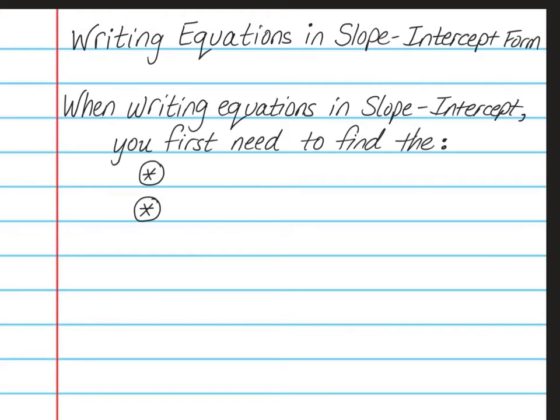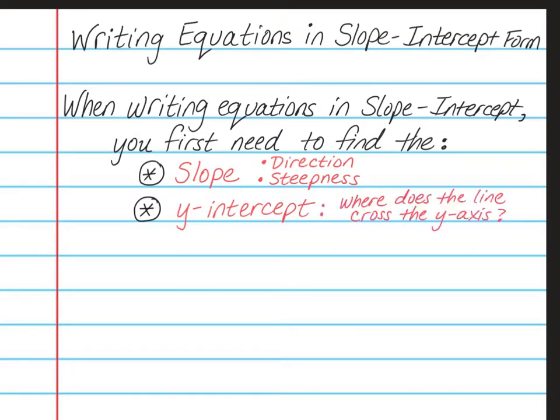When writing equations in the slope-intercept form, you first need to find the slope. Remember, this is the direction and the steepness of the line. You also need to find the intercept. So this means where does the line cross the y-axis?